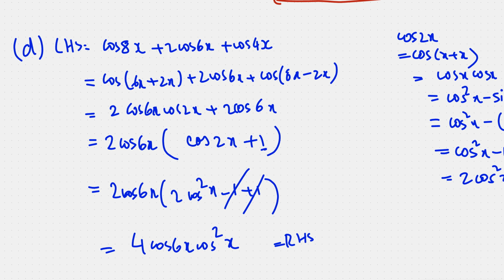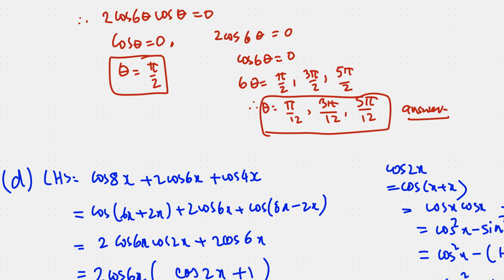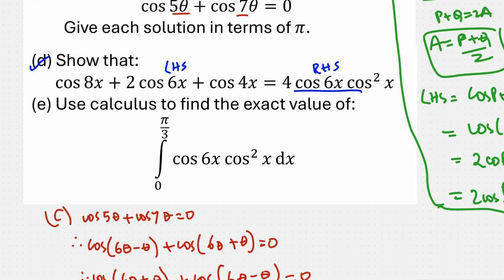So that completes this bit, the part D. We are going to use this result in part E. This bit is the same, so we just need to add a 1 over 4 and a 4, and we can use that. So let's do that. Part E.